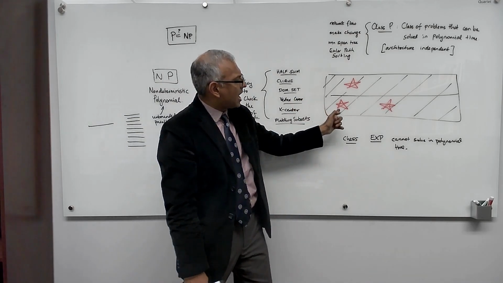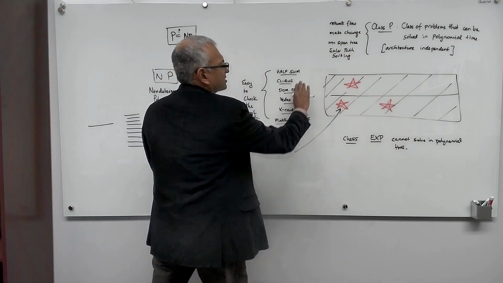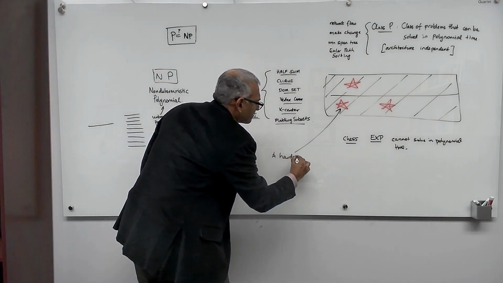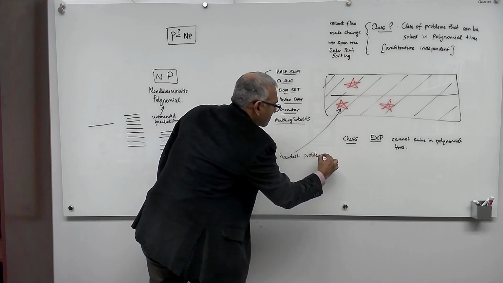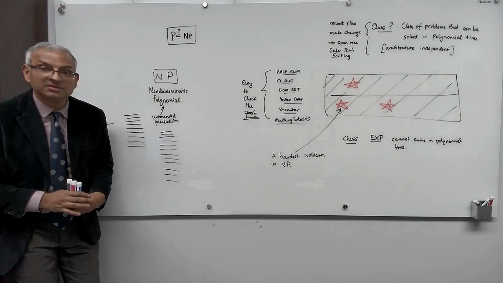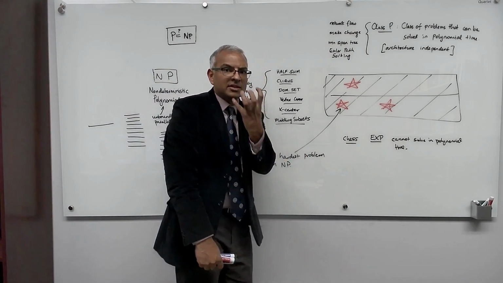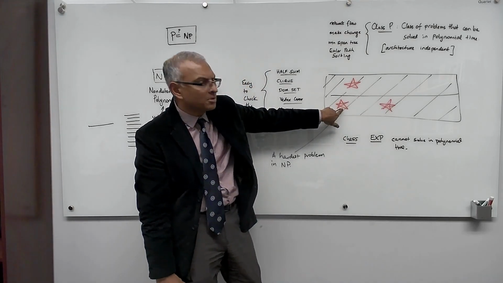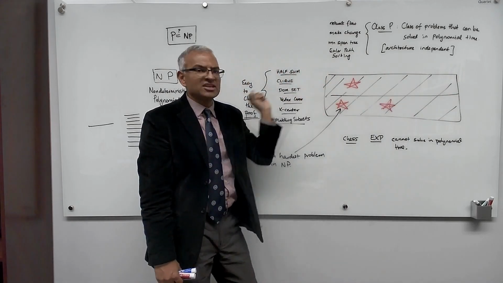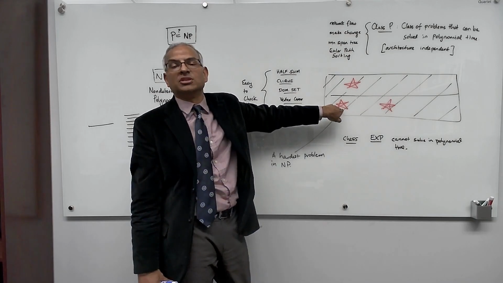And what does it mean to be a hardest problem? So you can think of this guy as a hardest problem. This set of problems is called NP. So a hardest problem in NP. Okay, so there are these hardest problems in NP. And what does it mean to be a hardest problem in NP? Well, if you figure out a way to solve this problem in polynomial time, then every problem in this fuzzy region can be solved in polynomial time using your solution as a subroutine.